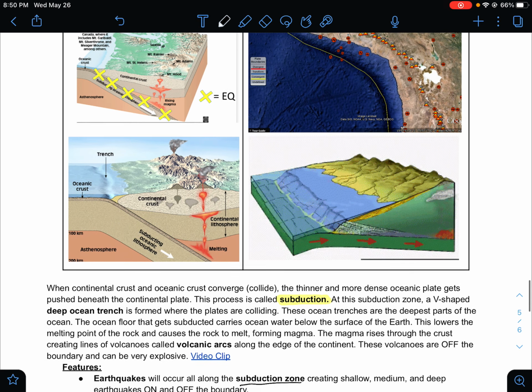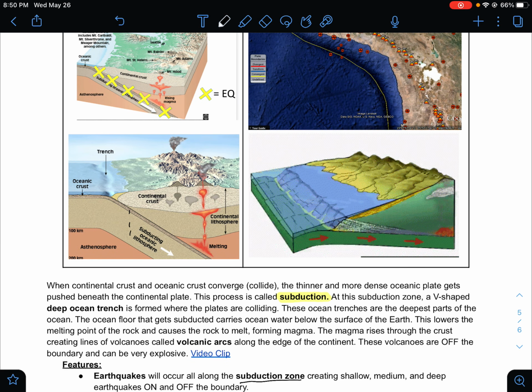So the earthquakes are already done for you up here, but I want you all to draw this dashed box with me. This is the subduction zone.